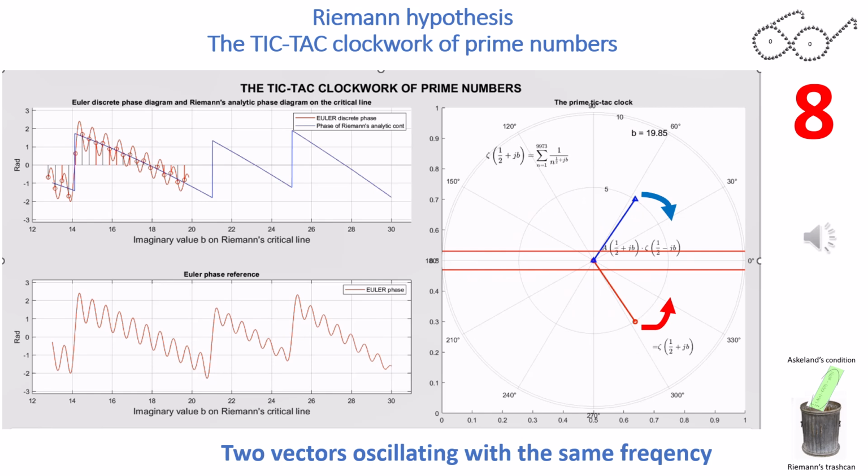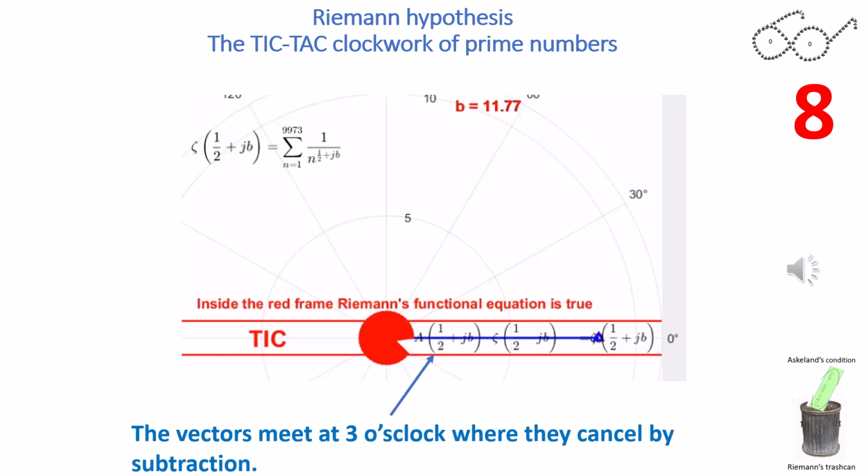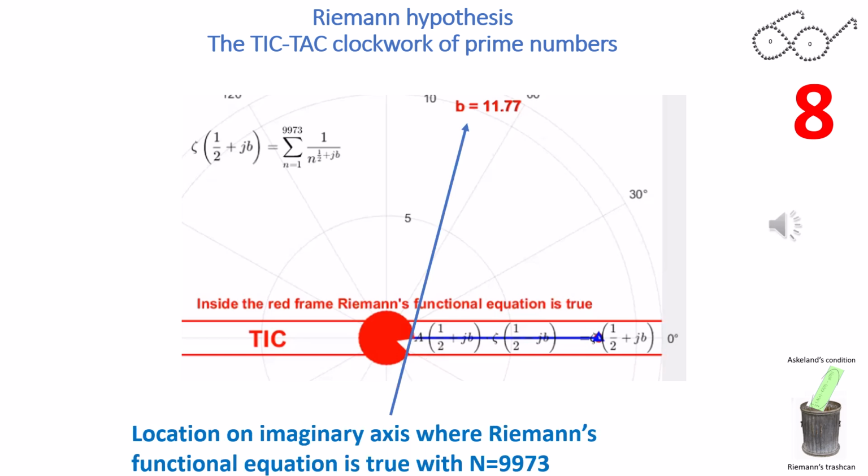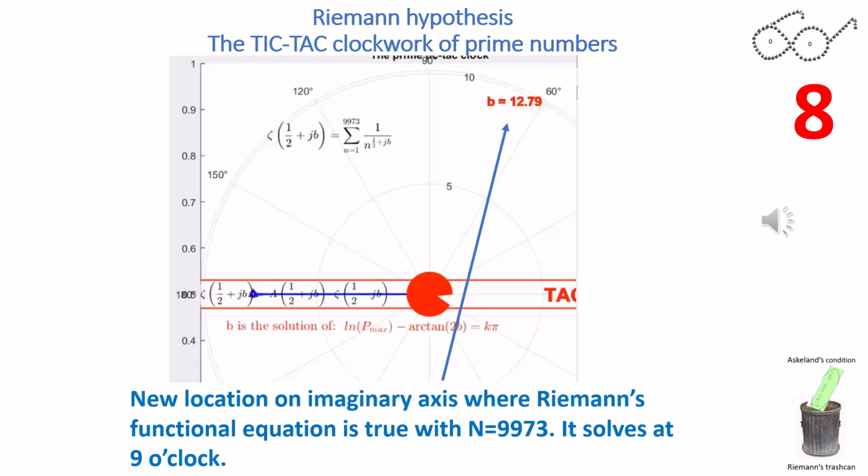They pass each other inside the red frame at 3 o'clock and at 9 o'clock. They cancel by subtraction, which is a condition for Riemann's functional equation to be true. The vectors meet at 3 o'clock, where Riemann's functional equation suddenly is true. When b equals 11.77 and n equals 9973, Riemann's functional equation can be solved. Riemann's functional equation will also solve at 9 o'clock. In this case, b equals 12.79.